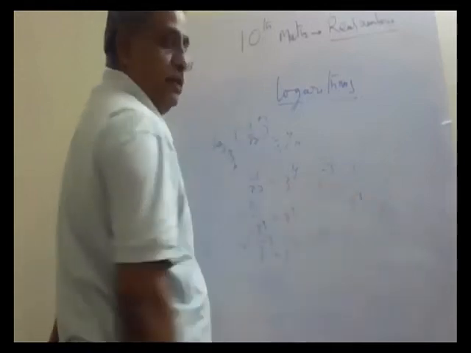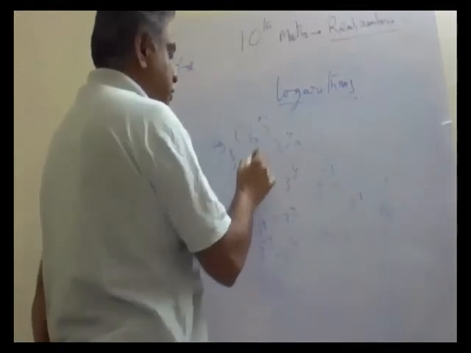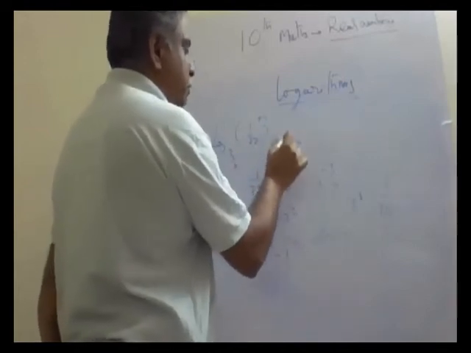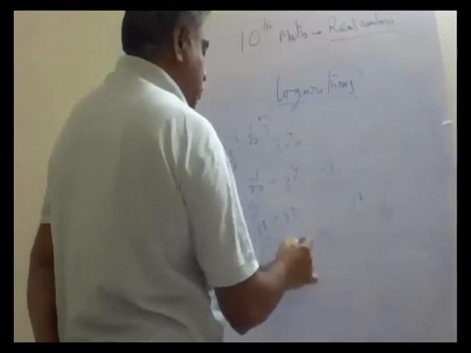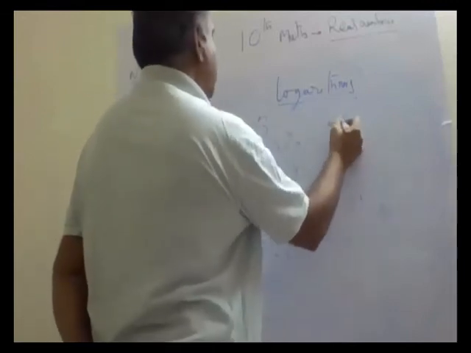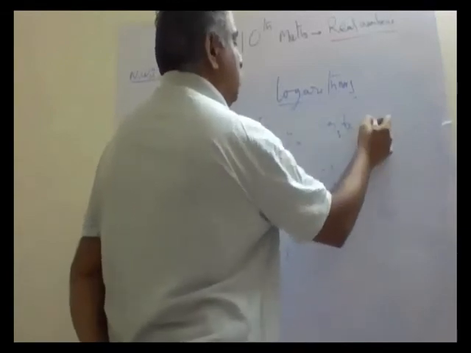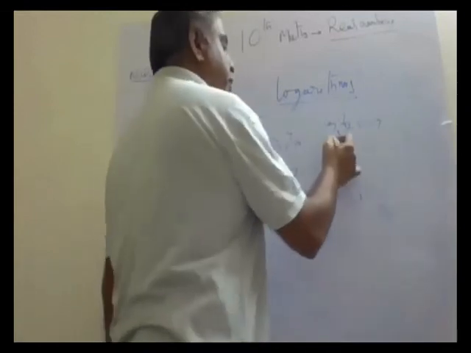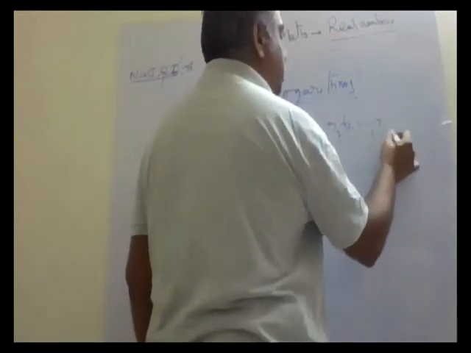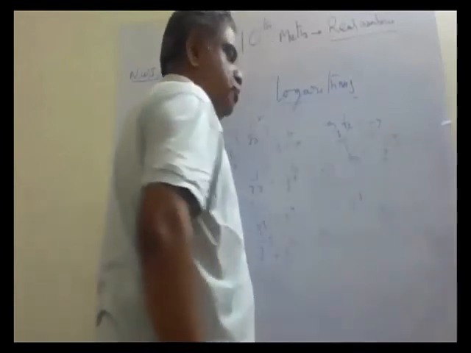So this we have to write in exponential form: main is equal to 3 to the power of y, and y is minus 3. So we write log of 1 by 27 to base 3 is equal to minus 3. When you write it into exponential form, 3 to the power of minus 3 is equal to 1 by 27. This is the exponential form.